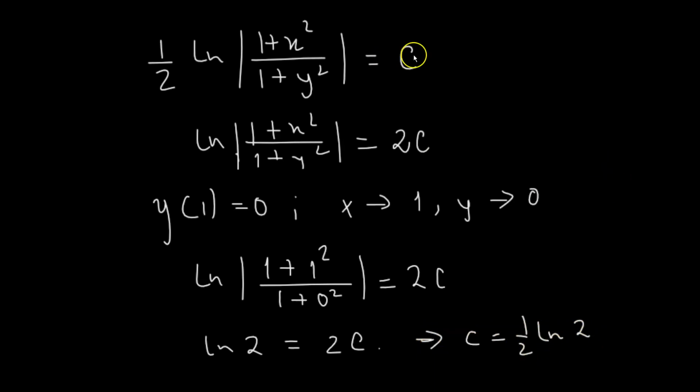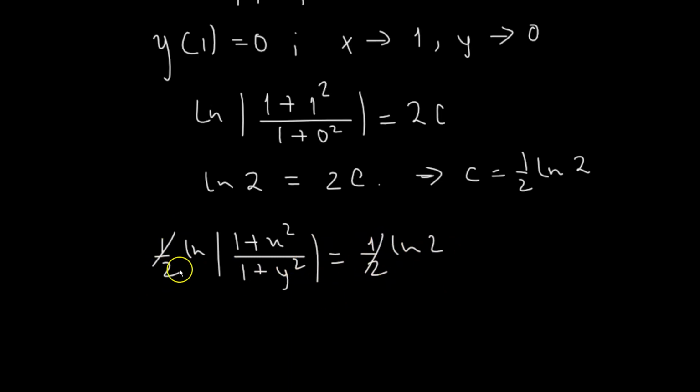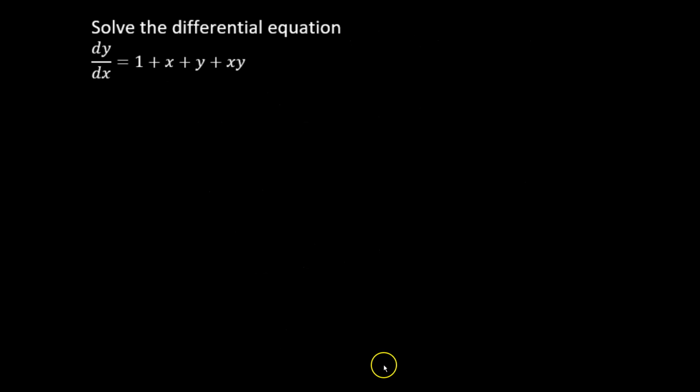Let's plug this back into this particular form. We have half natural log of 1 plus x squared divided by 1 plus y squared equals c. In place of c, we have half natural log of 2. So we can cancel out the half from both sides. We now have only logarithm on both sides, which can be taken care of by taking the anti-log, leaving us with 1 plus x squared divided by 1 plus y squared equals 2. And this is going to be the required solution to the given differential equation. Let's move on to the next problem.